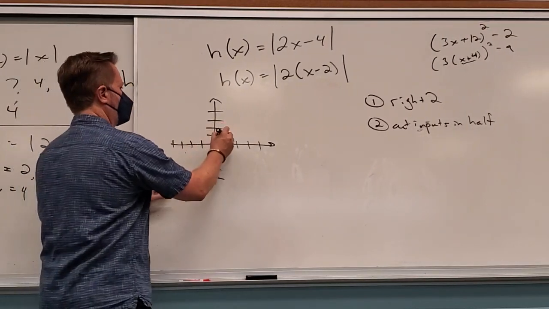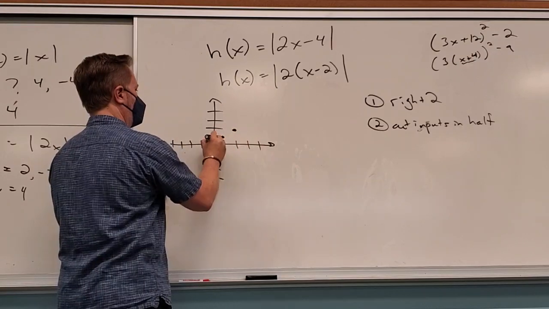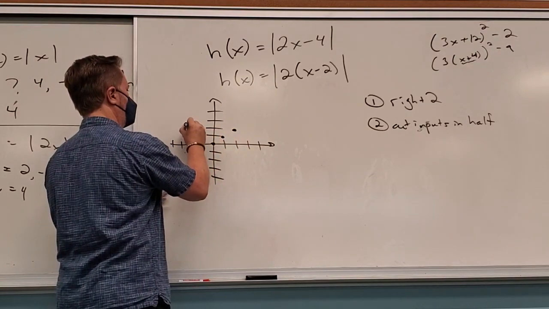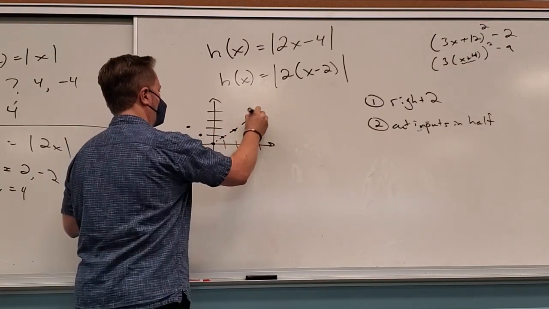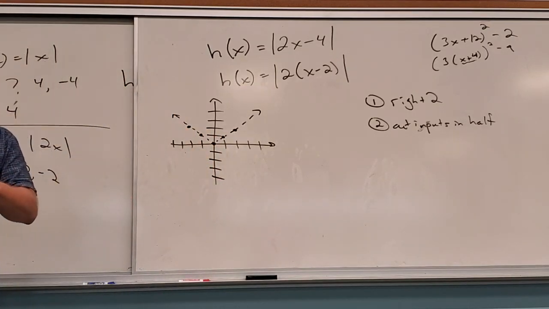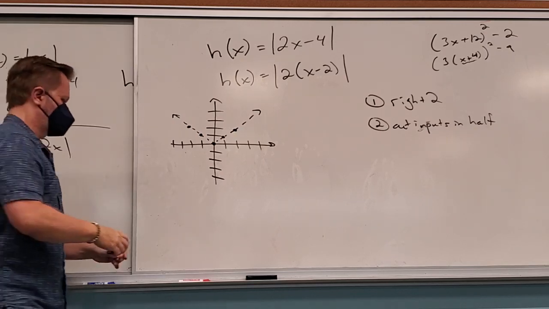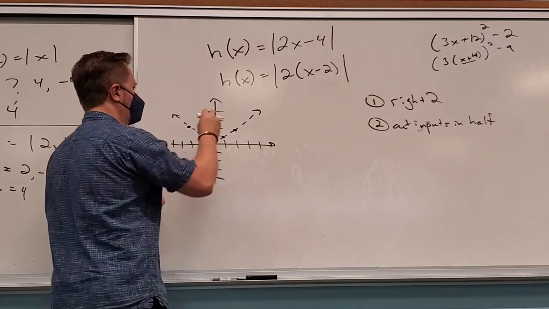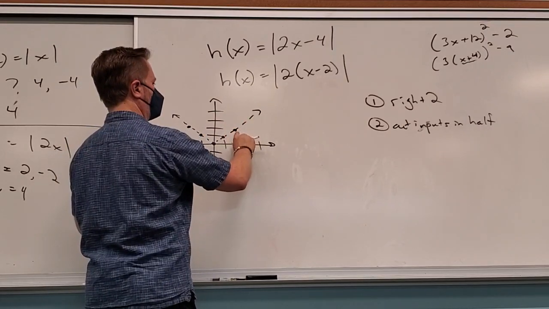So, base graph. Give yourself some points in the base graph. A little dotted line. Why is it a dotted line? Because it ain't the answer. Just giving yourself a base graph so you can move it around, right? So what's the first thing? Let's take a point. Let's take this point. What's it do? 2.